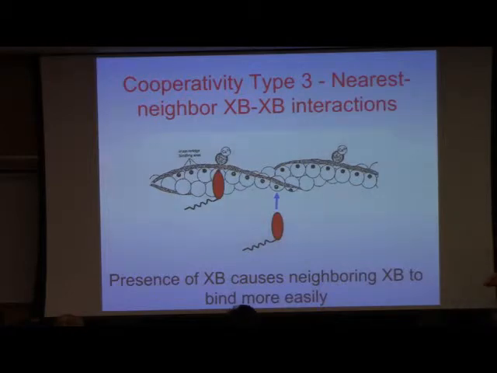Now, there's another type of cooperativity, which is between the cross bridges themselves. Once you bind the first cross bridge, it may become easier to bind the second one. This could happen a couple of ways. One is regulatory unit to regulatory unit communication. Maybe once you bind one cross bridge, it propagates down the line to the regulatory units. But there could be other mechanisms.